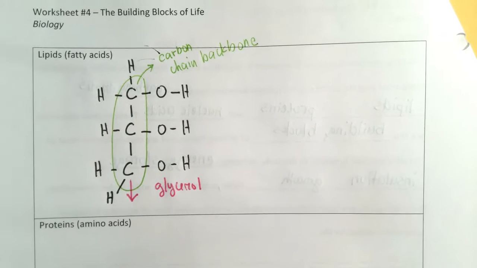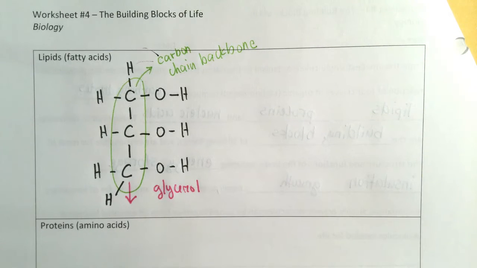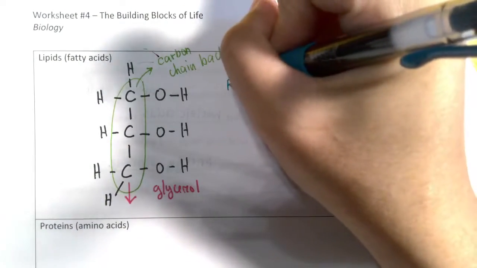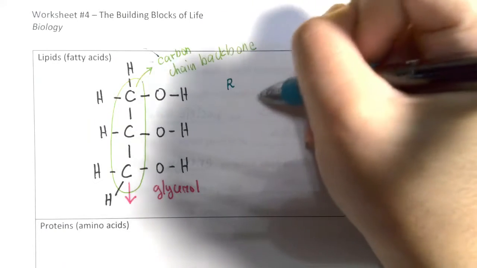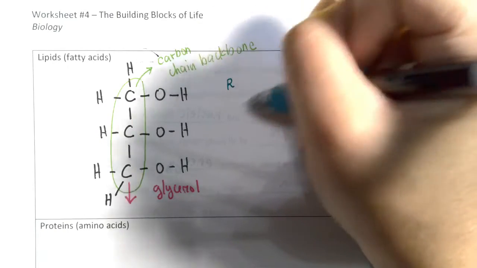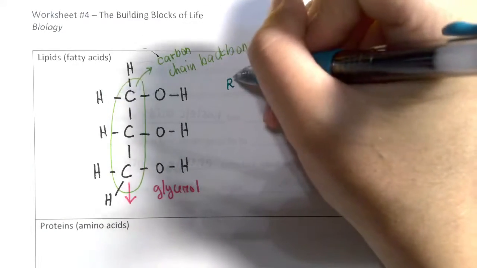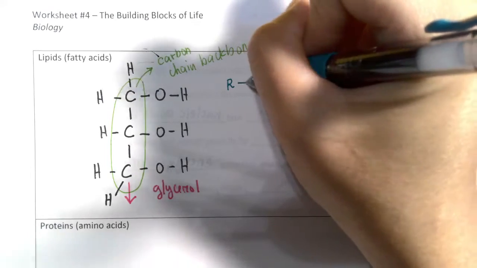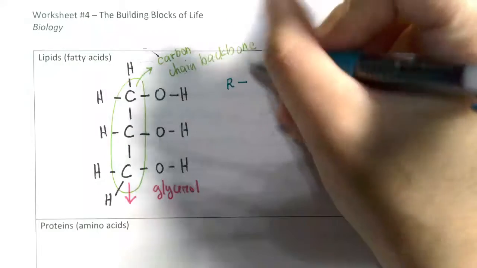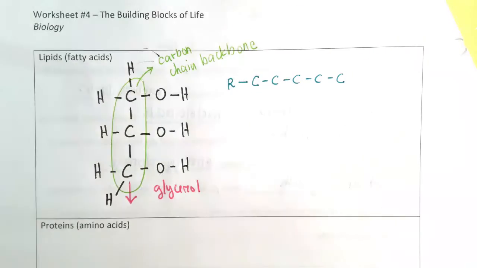In the questions at the bottom, it will ask about the difference between saturated and unsaturated fat. So let's draw those. We have here R, and this R is a combination of different atoms and molecules, which we don't have to draw, but we're just going to replace it with R. And then we have our carbon chain backbone. So it's going to go carbon, carbon, carbon, carbon, carbon.